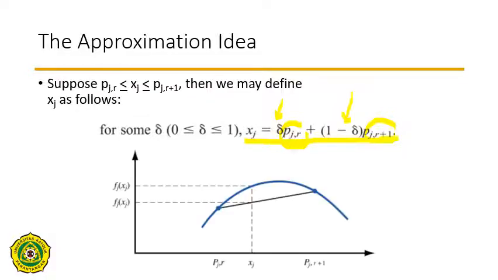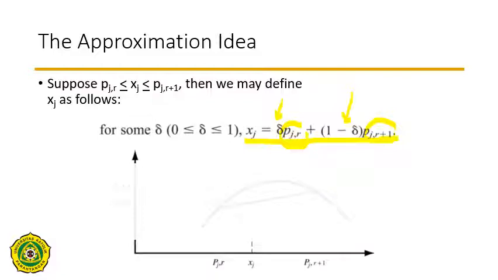So here's the illustration. Because we're just talking about the point, I'm going to cover the function first. Okay, so this linear combination says that if you have two grid points next to each other, any point between them, xj here, may be defined as xj equals delta times this point plus 1 minus delta times this point.